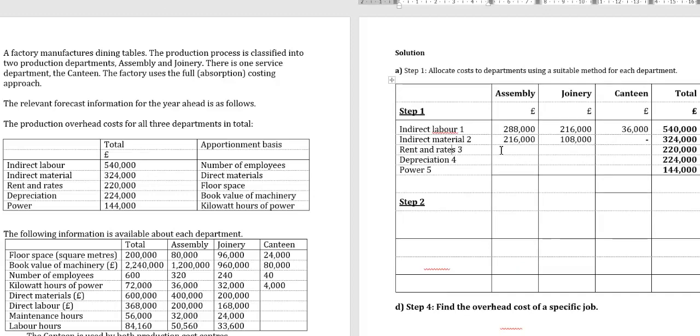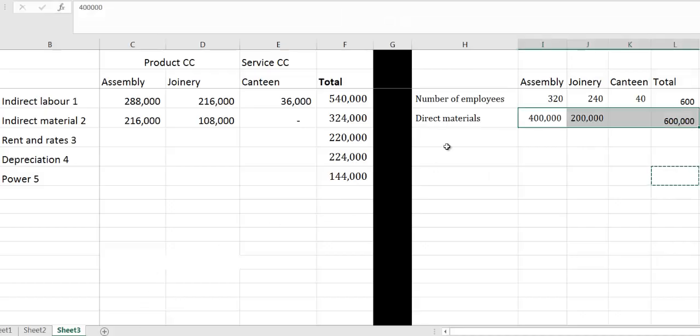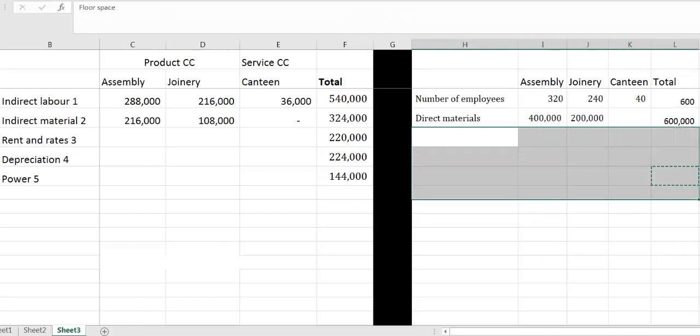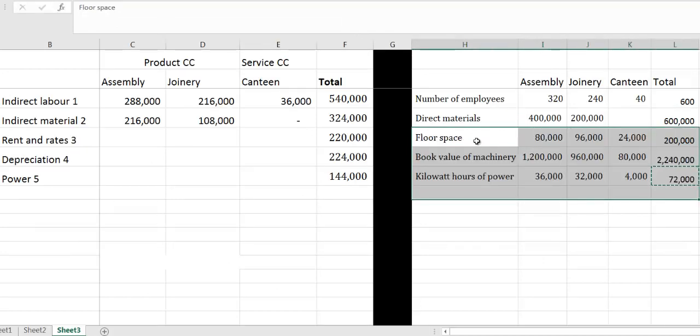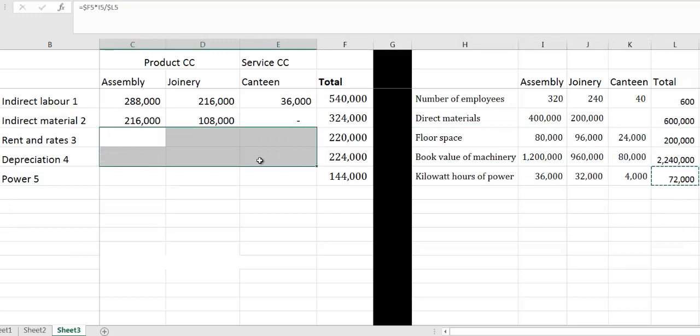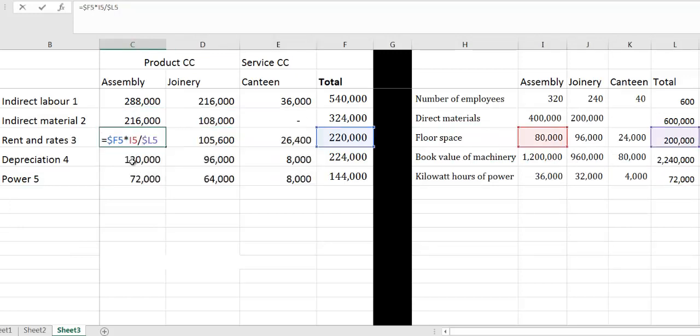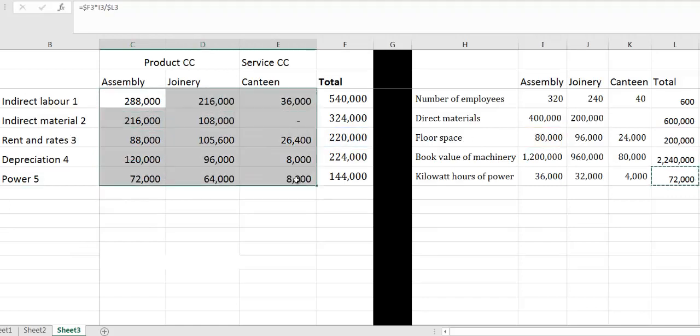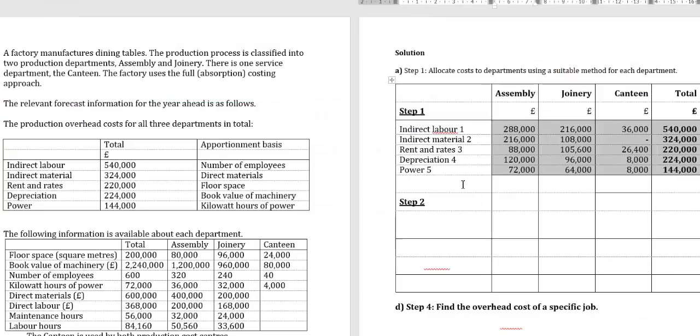So I have rent and rates. I will repeat this. Rent and rates will be by floor space. So I will repeat this again. If I go to my Excel file, just to save your time, this is all of them together. I answered this for you. Here, the costs again, just take a copy and paste, will give me the right answer for each one of them. Then I will write these figures in my table. Then get the total of all of that.